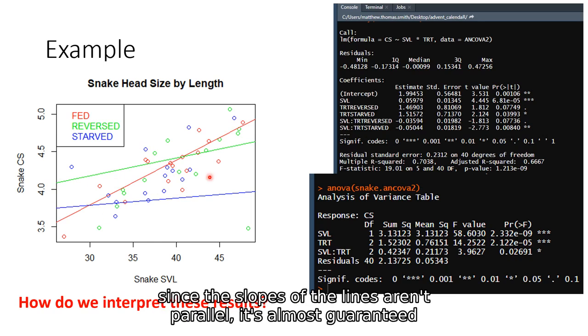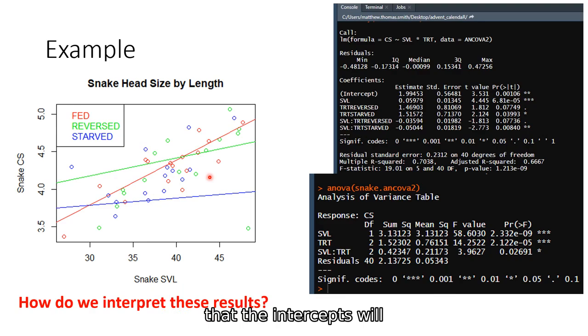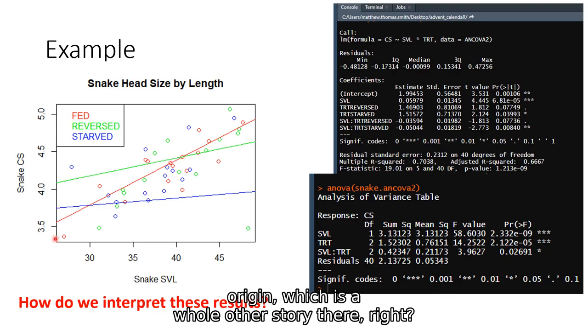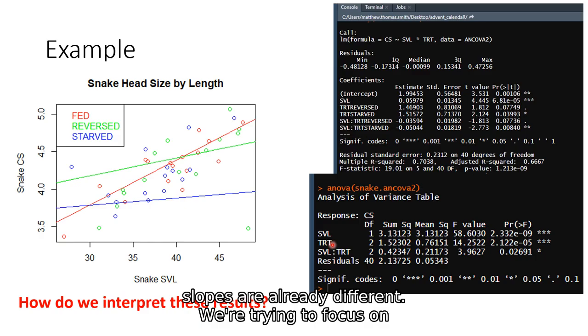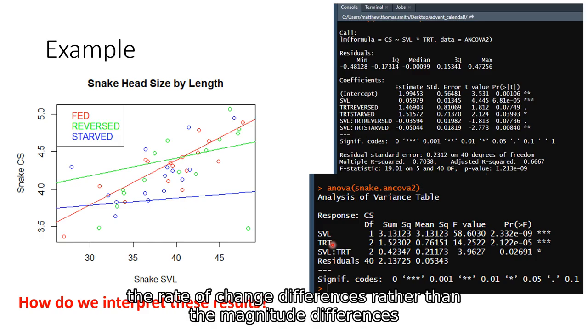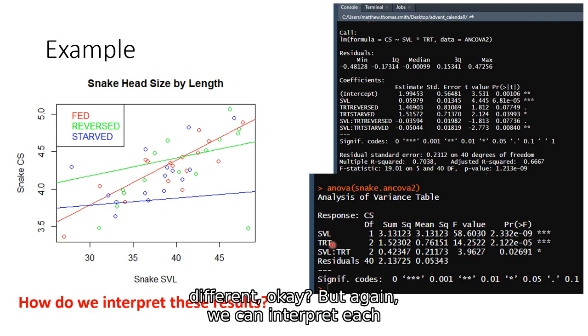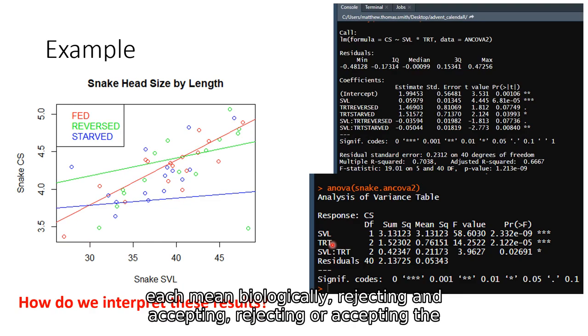But since the slopes of the lines aren't parallel, it's almost guaranteed that the intercepts will be different unless we force them through the origin, which is a whole other story there, right? So we don't interpret that as much when the slopes are already different. We try to focus on the rate of change differences rather than the magnitude differences when the slopes are different.